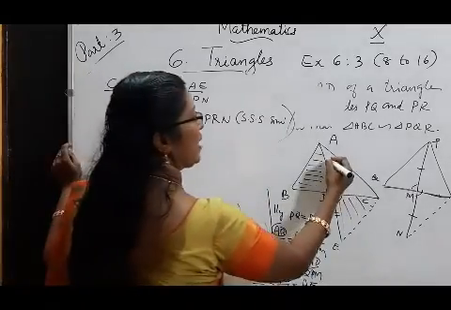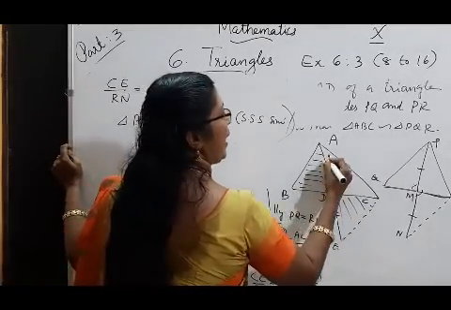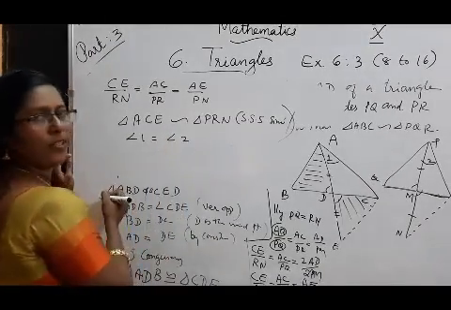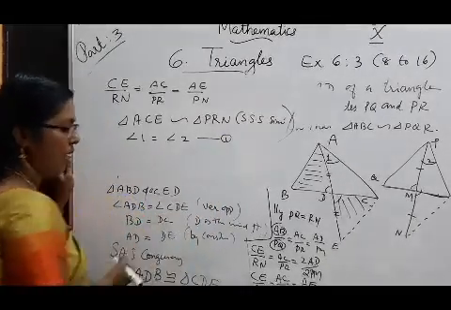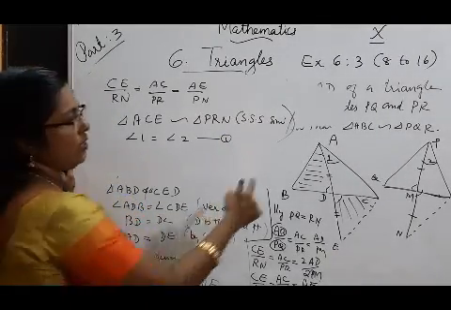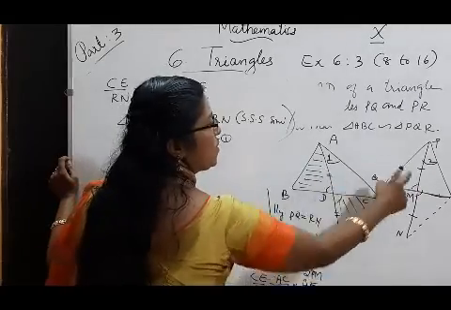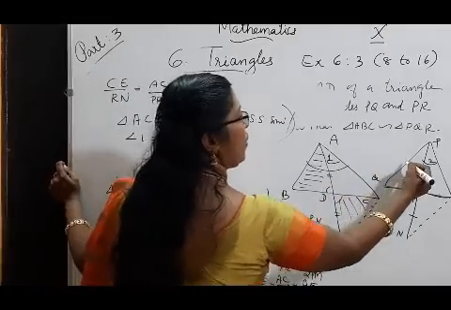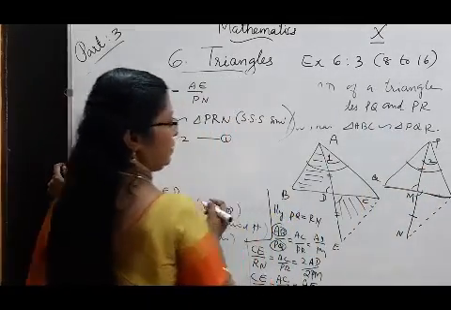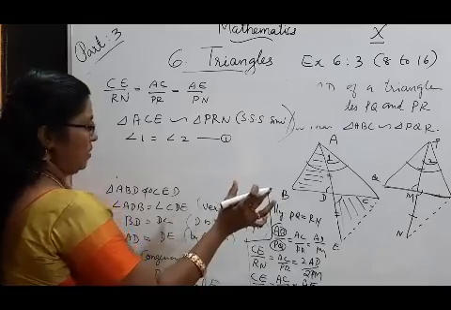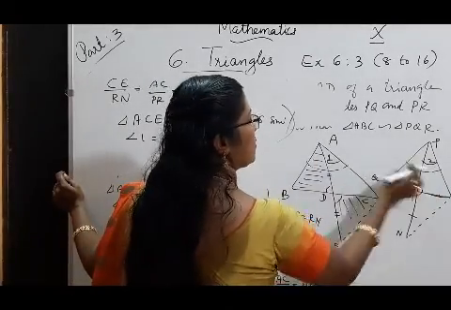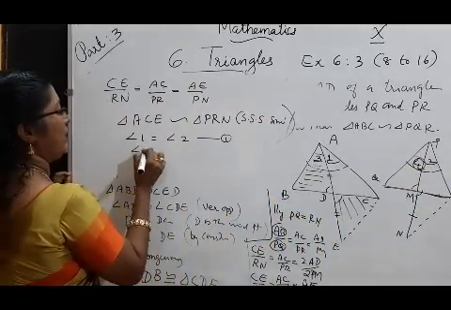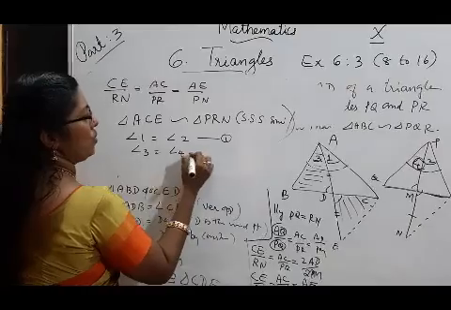Then if it is similar, the corresponding angles are equal. Here this is angle 1, this is angle 2, so angle 1 equals angle 2. Then what about these two angles? They are also equal, because angle A equals angle P, that is given. The two triangles are similar, so these two angles are equal. The remaining part is angle 3 and angle 4. Angle 3 equals angle 4.